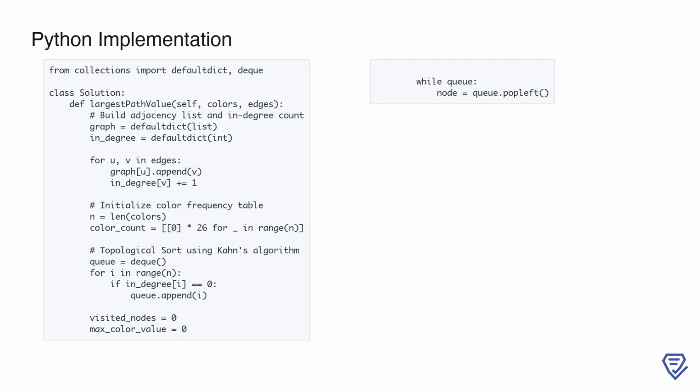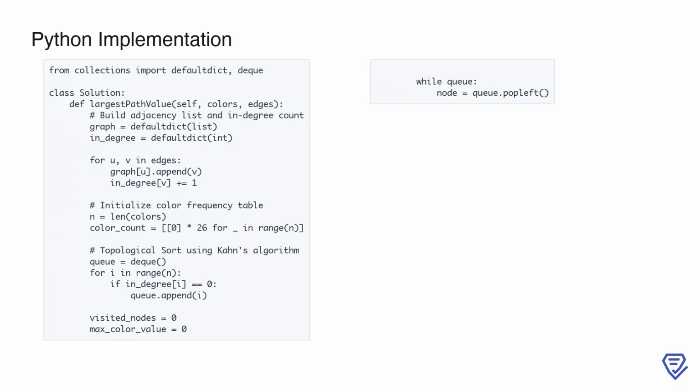To solve the problem, we start by importing the necessary modules and defining the largest path value function. We use a defaultdict to construct the graph's adjacency list and another defaultdict to keep track of the in-degree for each node. The adjacency list helps us represent the directed edges between nodes, while the in-degree count allows us to determine which nodes have no incoming edges.